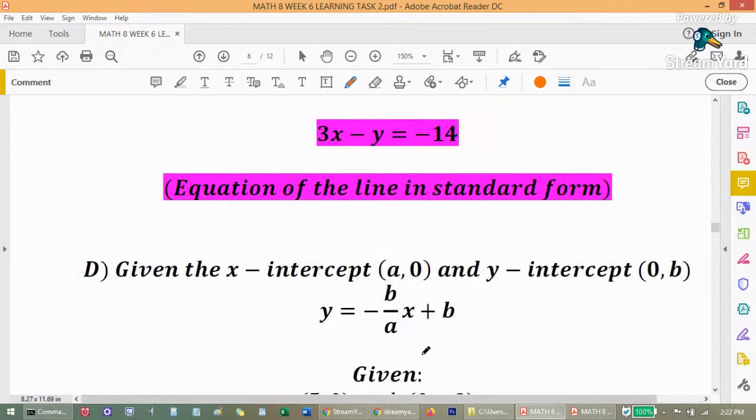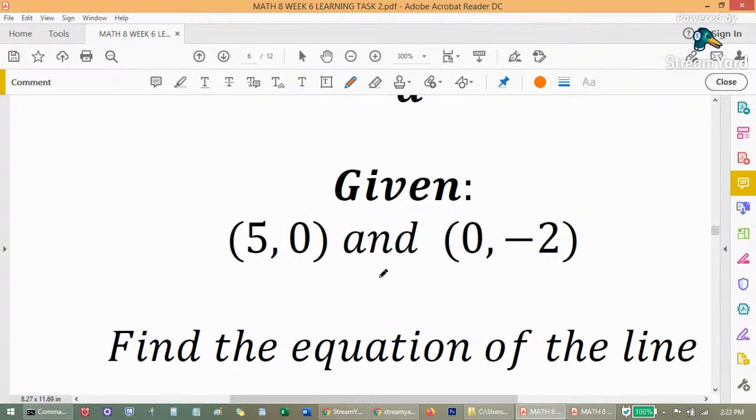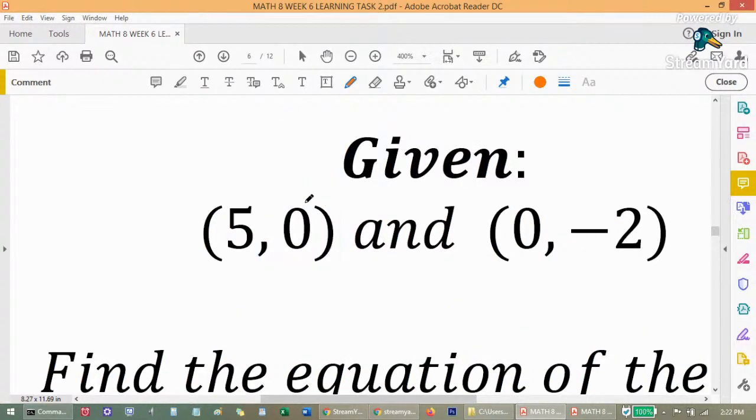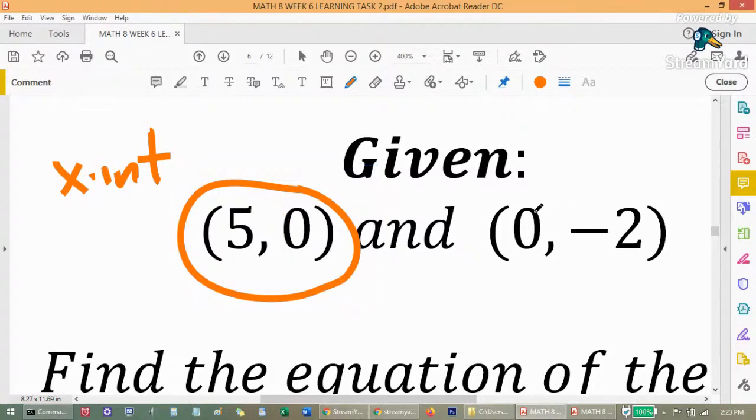Okay, for example, binigyan tayo ng dalawang intercept. Paano natin nalaman na intercept to? Kasi may nakita tayong 0. May 0 sa y, and then ito naman is 0 sa x. So, kung 0 ang y nito, ito ang tinatawag nating x-intercept, kasi 0 yung y niya eh. Ito naman, dahil 0 ang x niya, ito ang tinatawag nating y-intercept.